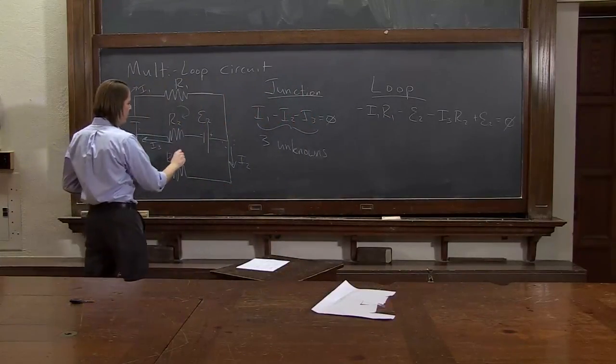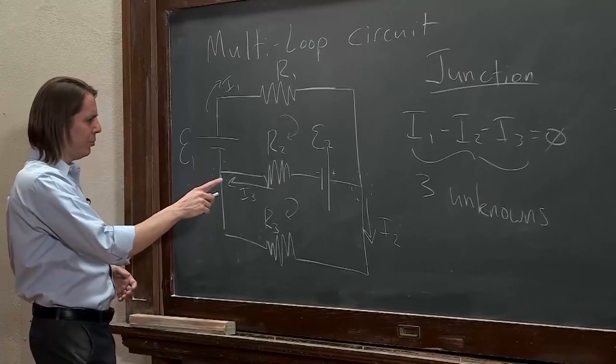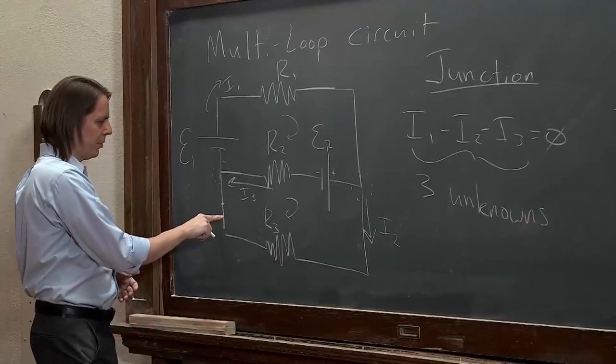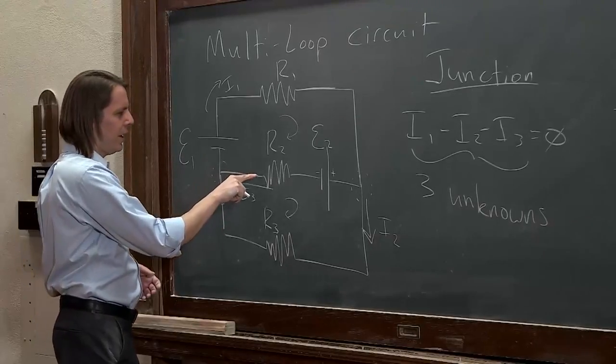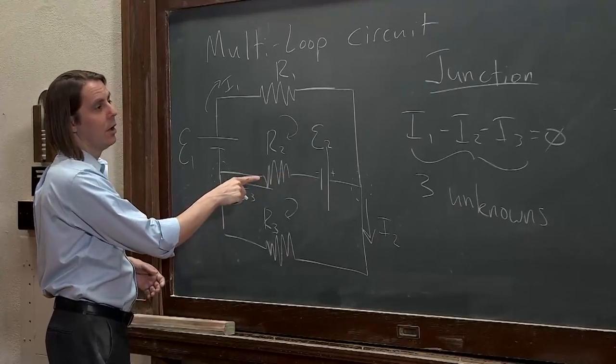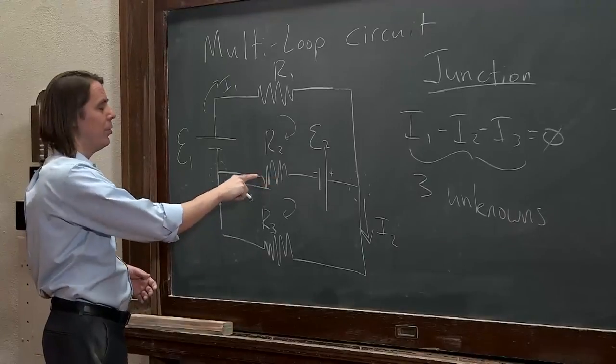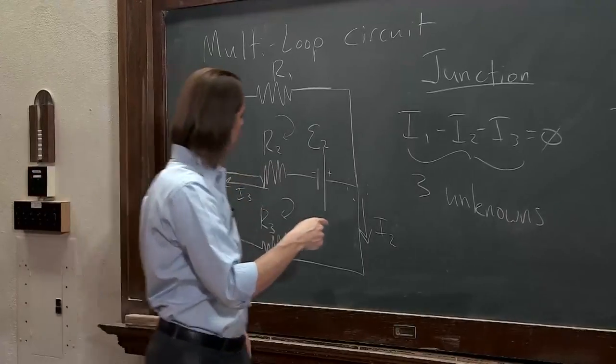So let's do this bottom loop here. Okay, we're going to go clockwise around the loop. I'm going to start here. Here we go. Let's see, we're going this way, going this way. We're going to go across R2, and we're going against current 3. Yeah, so that means it's plus. Right? We're going from the low side to the high side. So that's I3 R2.